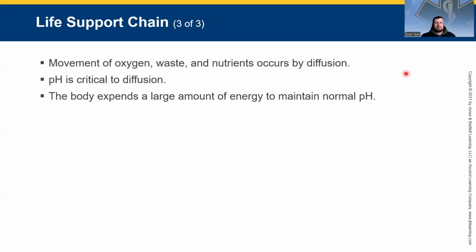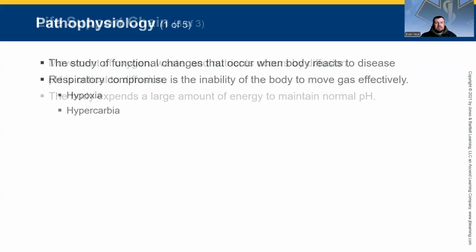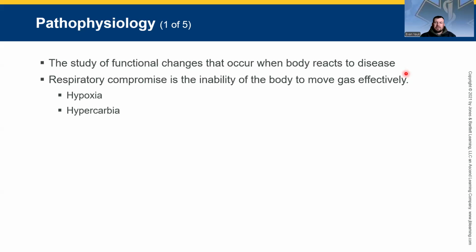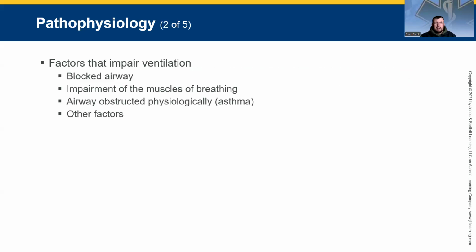pH is critical to diffusion. The body depends on a large amount of energy to maintain normal pH. Pathophysiology is the study of functions changing that occurs when the body reacts to a disease. Respiratory compromise is an inability of the body to move gas effectively, so we get hypoxia and we get hypercarbia.